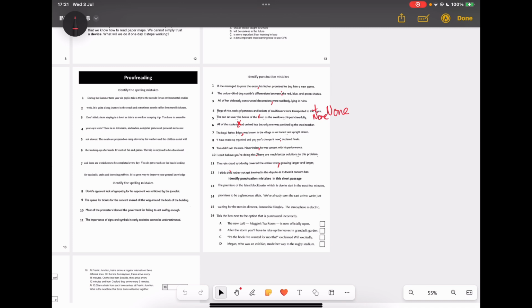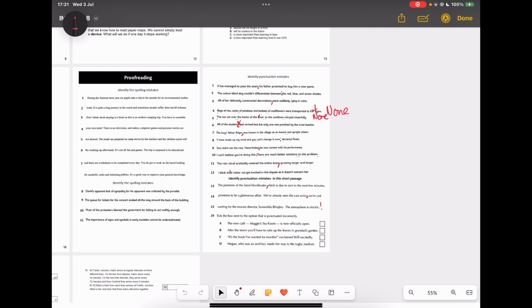Okay. 13. The premiere of the latest blockbuster, which is due to start in the next few minutes, promises a glamorous affair. We've already seen the cast arrive. We're just, so instead of a colon, that should be a semicolon. We're just waiting for the movie's director, Esmeralda Blingley. The atmosphere is electric. That can have an exclamation mark.